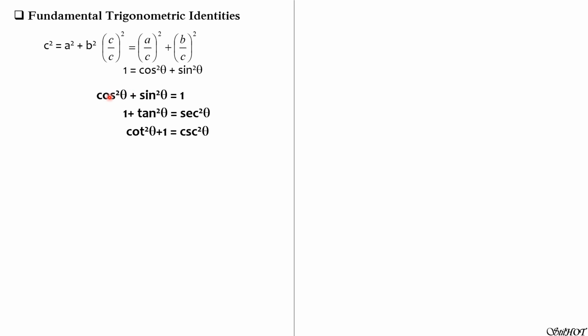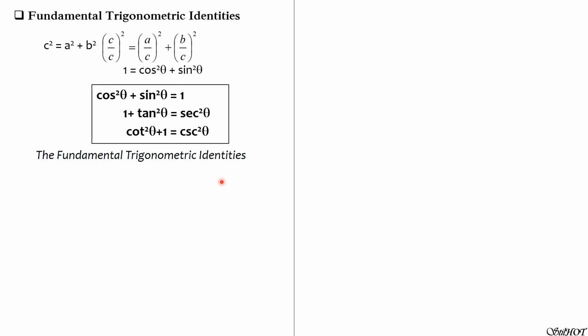In other words, it is only needed that you can recall this and the definition that tangent theta is sine theta over cosine theta. 1 over the reciprocal of cosine is secant theta, the reciprocal of sine is cosecant theta. So you don't need to memorize all this, just this one and the other definition, so that you can derive the other 2 fundamental trigonometric identities. So we call this the fundamental trigonometric identities.